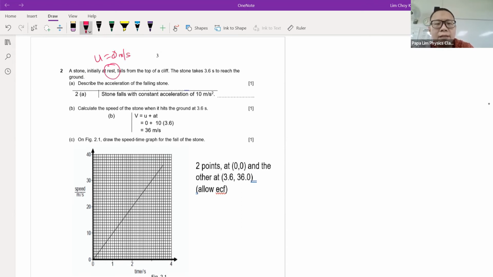Usually falling from rest also implies that it is falling under the influence of gravity, the gravitational field strength. So the acceleration of the object will be 10 meter per second square. That is what the statement "from rest, falling from top" is telling us. These are the two clues the marker is trying to give us: the initial speed is 0, the acceleration is 10 meter per second square.